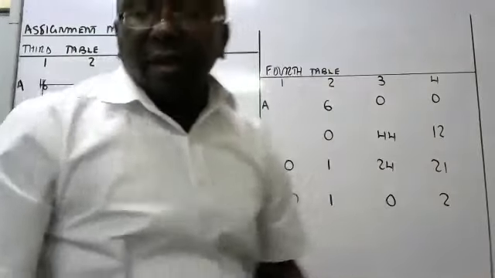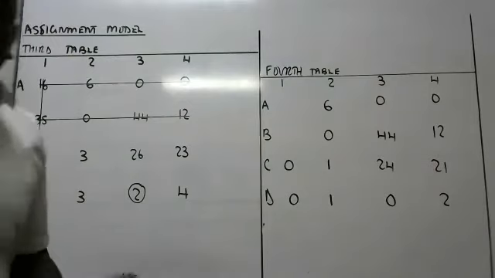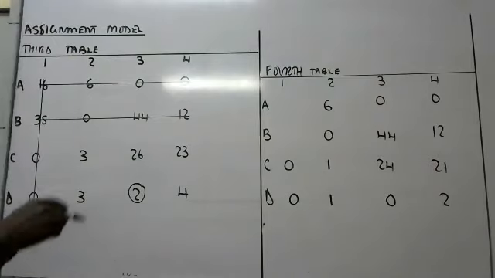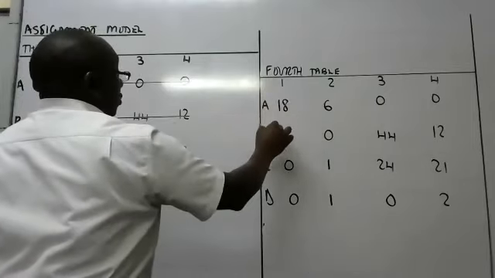Then you add that value to the values crossed over twice. So this one will be 18, and this will be 37.